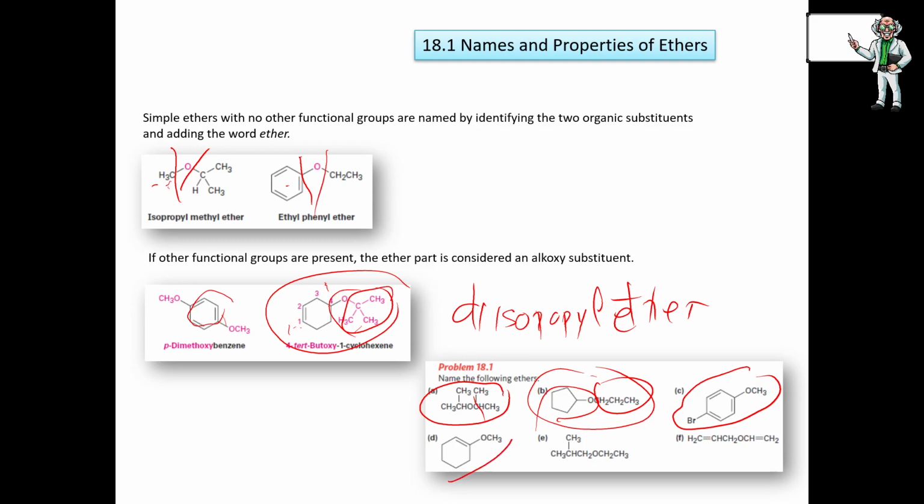Here we can also use the oxy system, and this will be a cyclohexene, because we have a double bond, or 1-cyclohexene, and this has a methoxy. That means the methoxy is in position 1 because it is the same carbon as the double bond, 1-methoxy-1-cyclohexene.